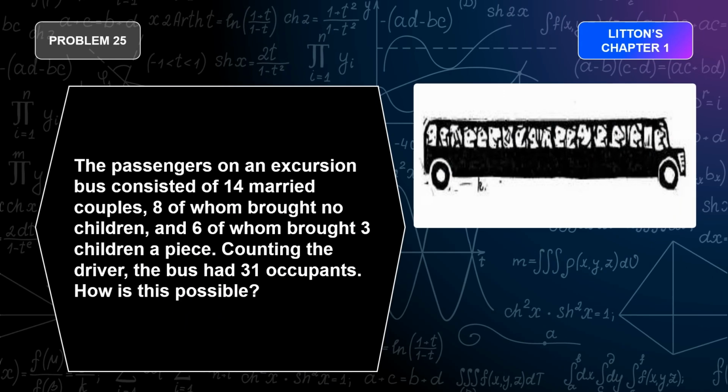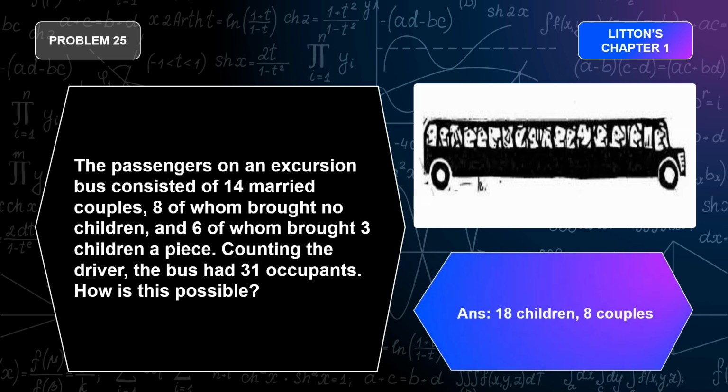Problem number 25. The passengers on an excursion bus consisted of 14 married couples, 8 of whom brought no children, and 6 of whom brought 3 children apiece. Counting the driver, the bus had 31 occupants. How is this possible? The correct answer is 18 children and 8 couples.